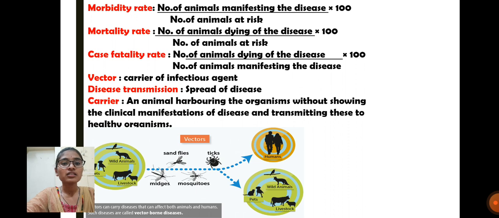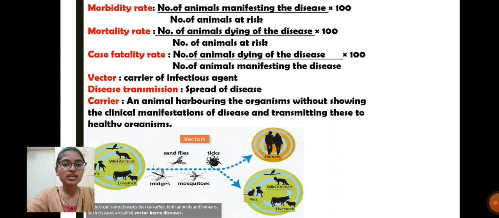Vector is nothing but the carrier of an infectious agent. Disease transmission: it is the spread of a disease. Carrier: any animal that harbors the organisms without showing the clinical manifestations of a disease and transmits these to healthy organisms. Like that, vectors and carriers are different.